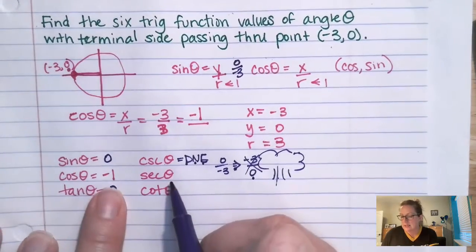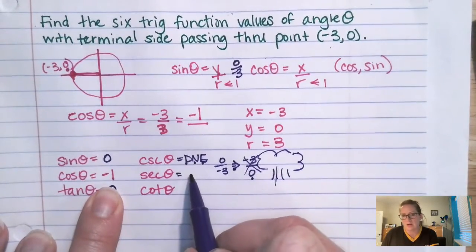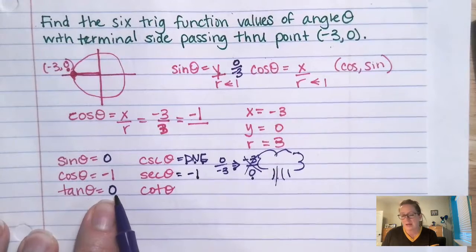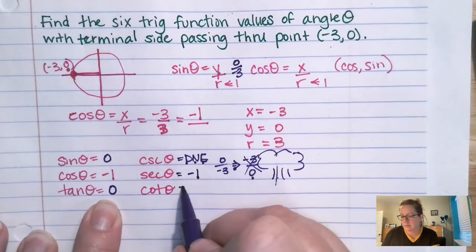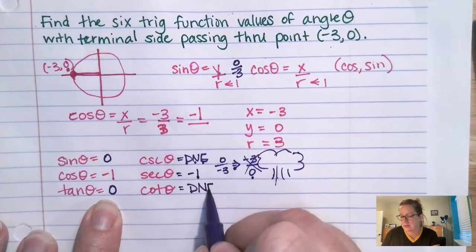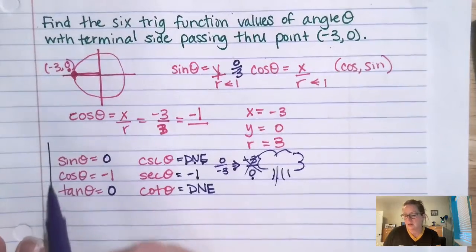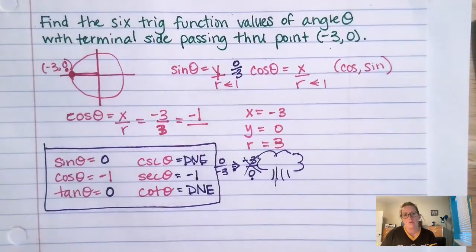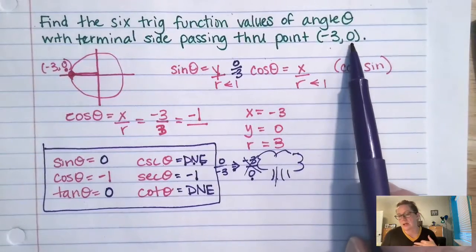Okay. Secant, what is the reciprocal of -1? Well, it's -1. Don't switch the signs. So many kids try to switch the signs on reciprocals. We don't switch the signs on reciprocals. Okay, what's the reciprocal of 0? Oh, it's an explosion again, DNE. So here are the 6 trig values when we go through -3 and 0.